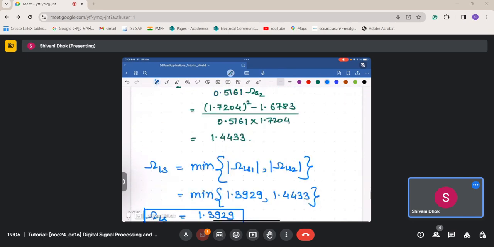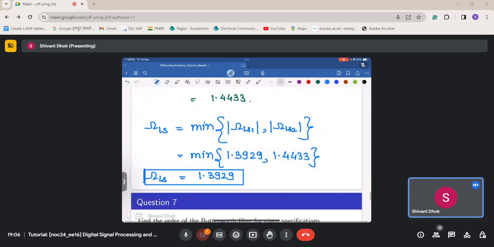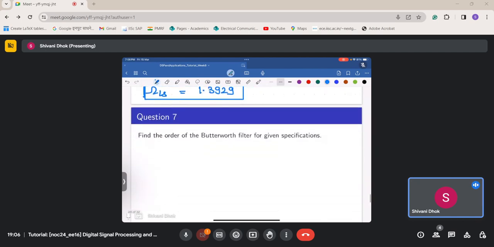Okay. So now we have the value of pass band edge, we have stop band edge, tolerance values are given to us. The next thing that remains is we need to figure out the order of the filter. So next step is find the order of the Butterworth filter for given specification. So let's first do this for Butterworth filter and then we'll do the similar thing for Chebyshev filter.